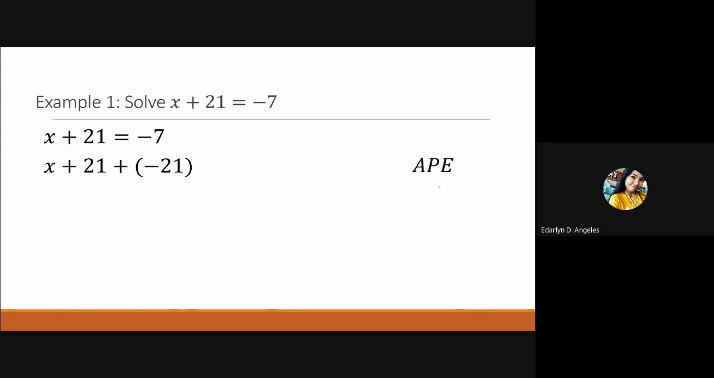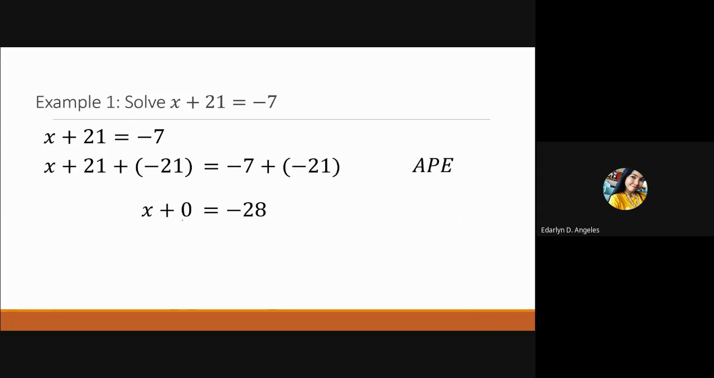Since we are dealing with APE, meaning to say we need to add also negative 21 on the right side, since we added it on the left side, for it to be balanced. So here, simplifying it, it would be x plus 21 plus negative 21. So 21 plus negative 21, as I have said earlier, will be cancelled, or it will be 0. And then on the right side, simplify it: negative 7 plus negative 21, the sum would be negative 28.